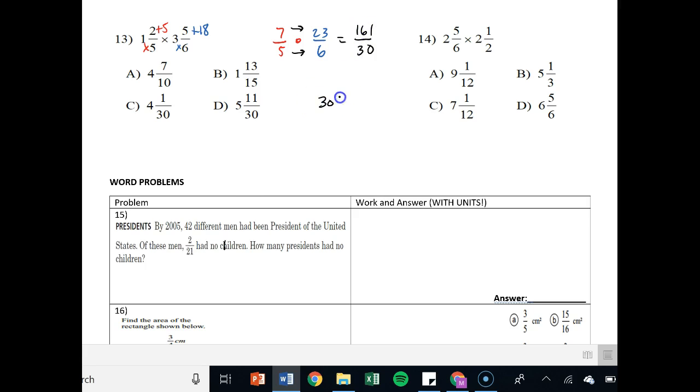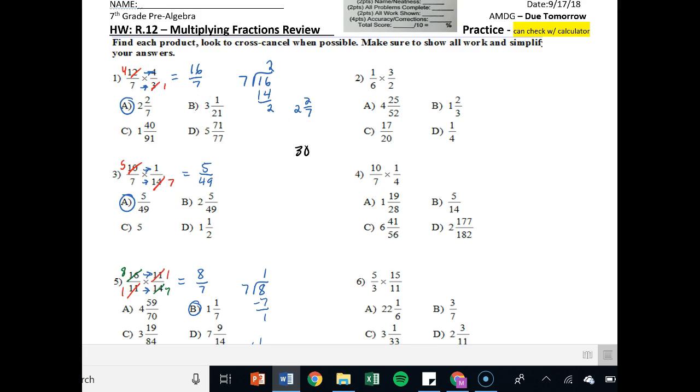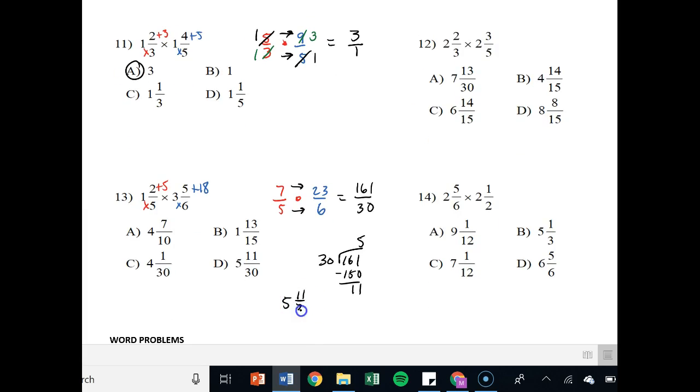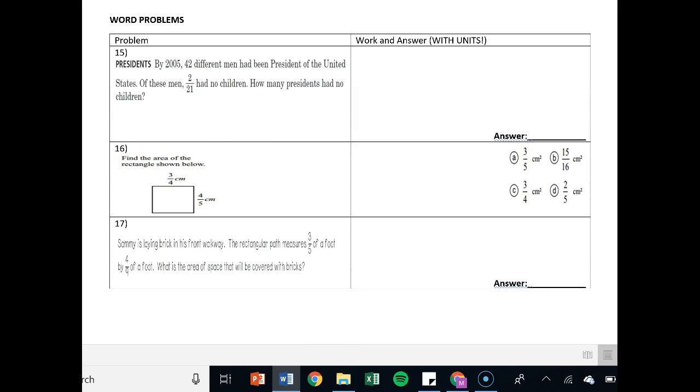And now ask yourself, how many times does 30 go into 161? And it goes in there 5 times. That's 150 with 11 left over, so that's how you get 5 and 11/30 as your answer. All right, sorry about that, 30ths, so D. Please make sure you're circling your answers. If I were you, I'd pause and try and do the even problems before we do this.